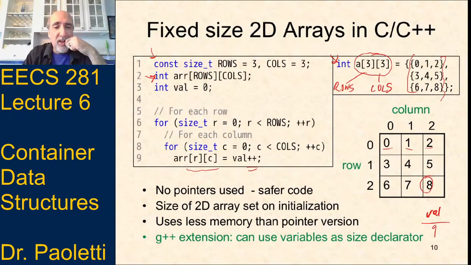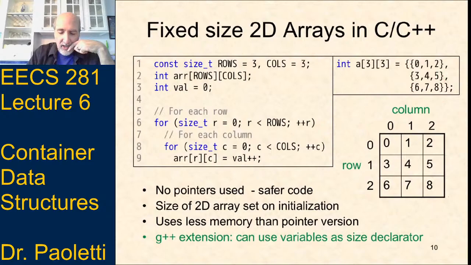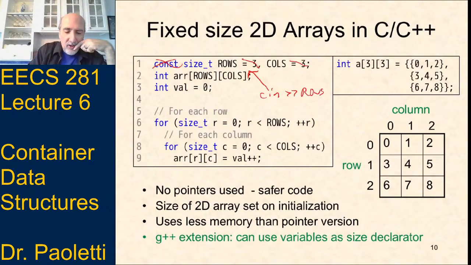Now in G++, there's an extension. In G++, we could do something like this. Let me get rid of all the markings on here. In G++, I could get rid of the const, I could get rid of the equals 3 and the equals 3, and I could put a line of code in there that says cin goes into rows and into columns. And then line 2 would work.